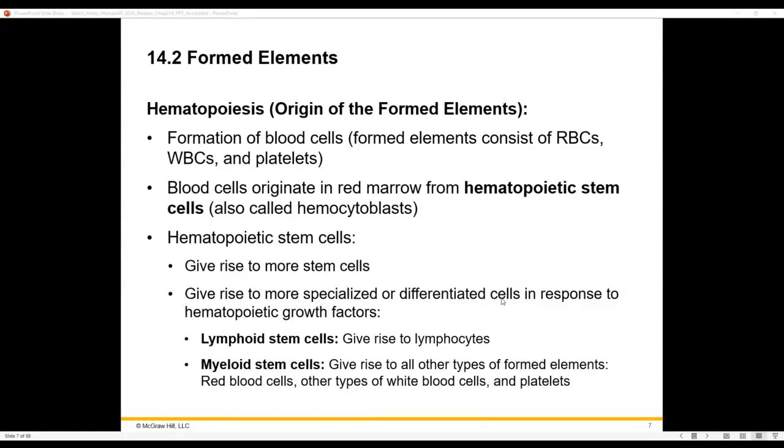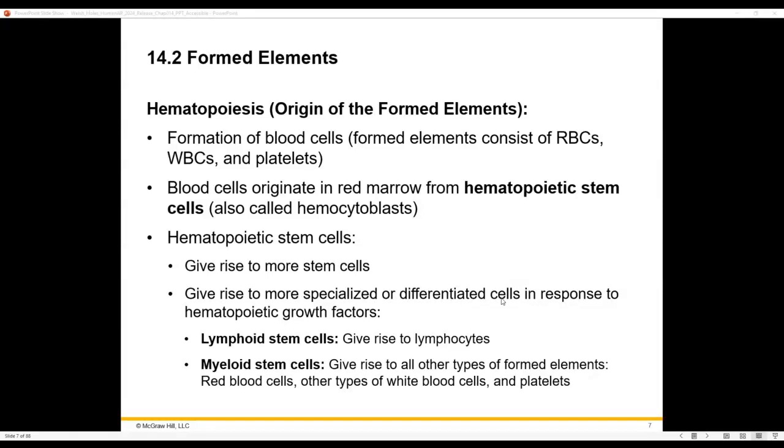Okay, let's talk about the formed elements and how they come about. Hematopoiesis is the origin of the formed elements, the formation of blood cells, and the formed elements consist of red blood cells, white blood cells, and the platelets. Blood cells originate in red marrow from hematopoietic stem cells. We also call those hemocytoblasts.